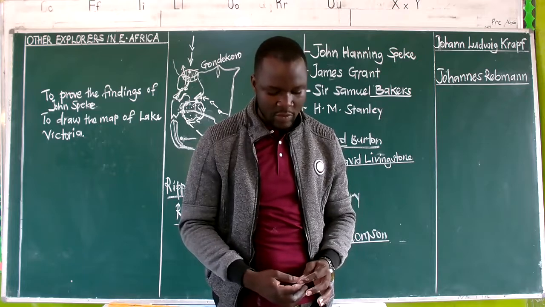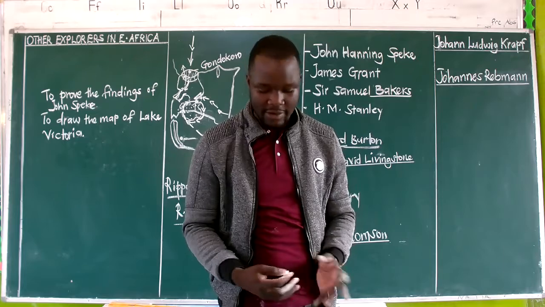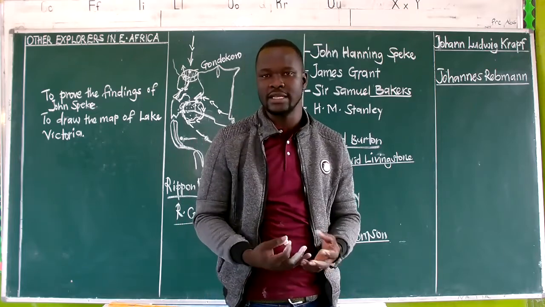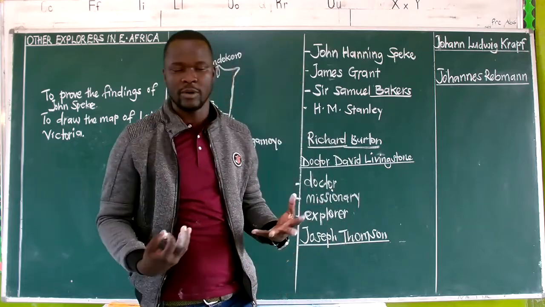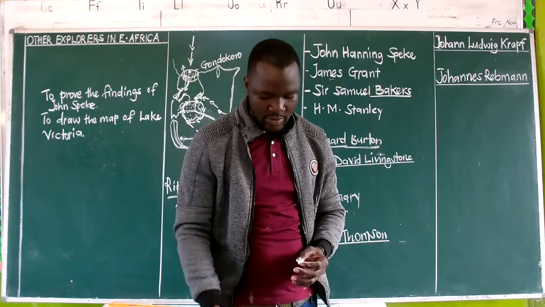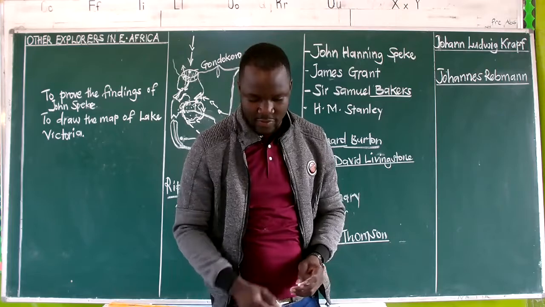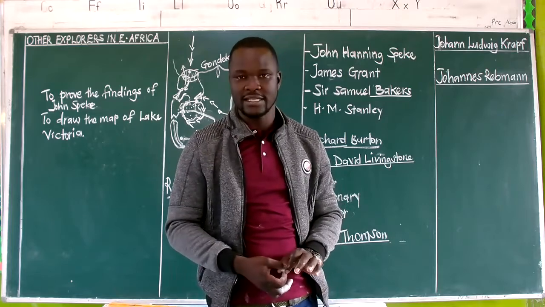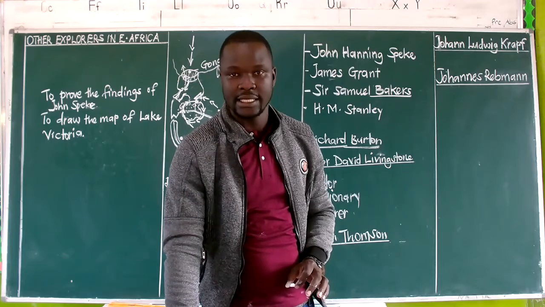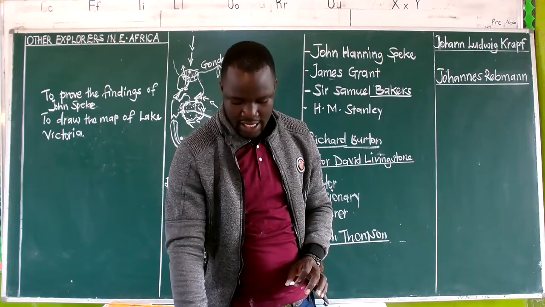Then we have Jacob Erhardt, who later on joined Krapf and Rebmann, and we are saying this is the person who tried to draw the sketch map of East Africa that we have today. That is about Jacob Erhardt. And we have Count Teleki, a Hungarian who came from Hungary, and he was the first to discover Lake Turkana. So that is about those explorers.